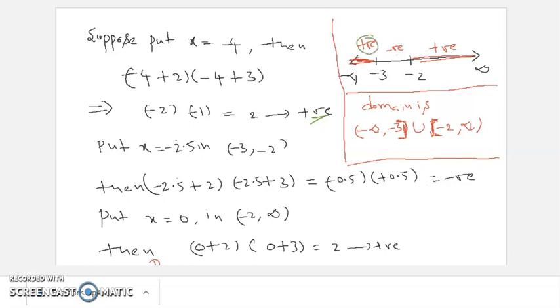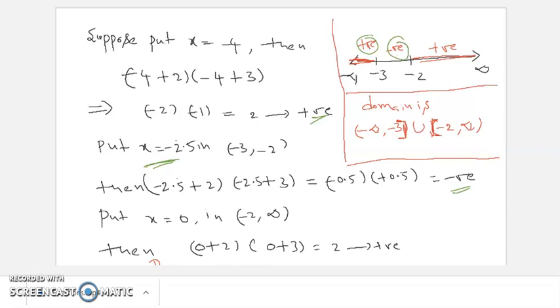And in the interval minus 3 to minus 2, if we put the value minus 2.5, which is clearly in the interval minus 3 comma minus 2. So if we put minus 2.5 in the given expression, minus 2.5 plus 2 into minus 2.5 plus 3. So the total value is minus 0.5 into plus 0.5. Here negative into positive value is negative. So that's why here we write the negative symbol.